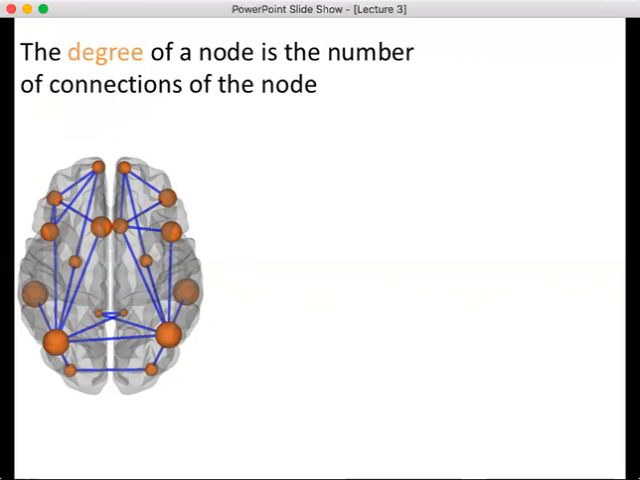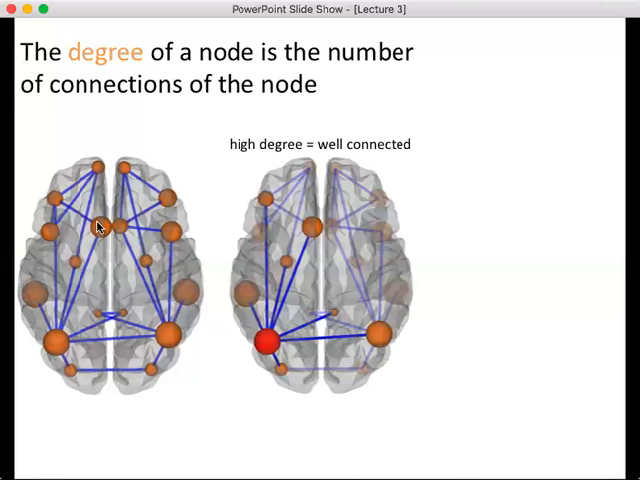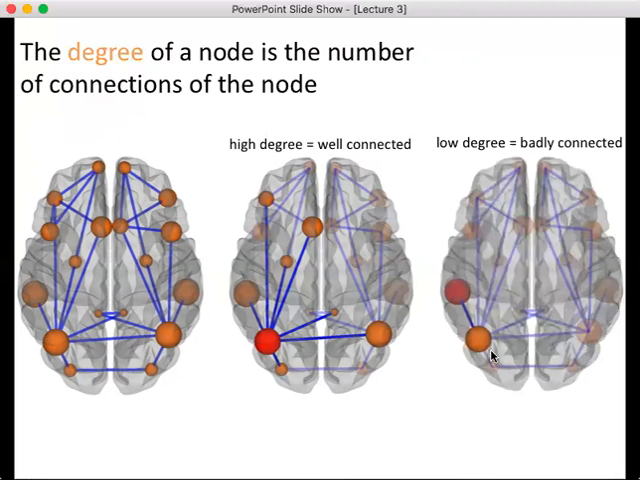So let's start with degree. And of course, the degree is nothing else than the number of connections of a given node. So for example, if you take this node, we see that its degree is 1, 2, 3, 4, 5, 6, 7. So this node will have degree 7. So this is a very well connected node, very high degree for this graph. On the other hand, we can consider another node, this one, and here we will have a very low degree node. So this practically means that this node is not well connected.